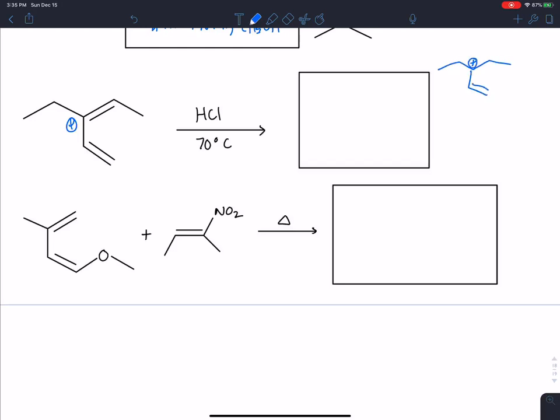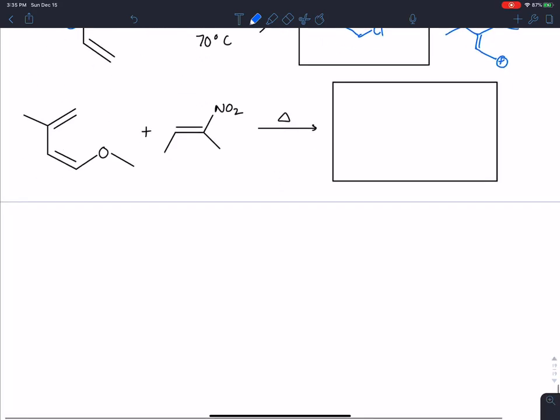Positive and double bond. They want the thermal answer, so I know I'm going to put this here, form this answer, positive there, and then the Cl can go there. So your answer should be that. That's the thermal answer. Kinetic answer would have been if you just put it there.